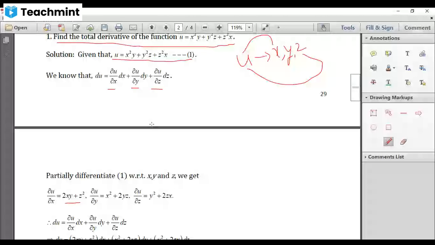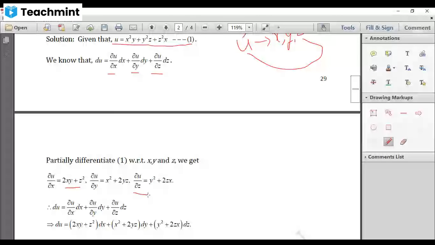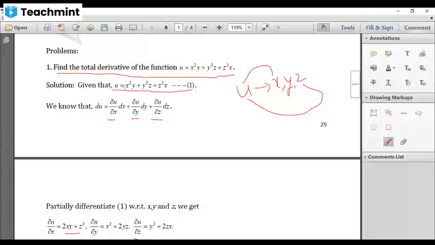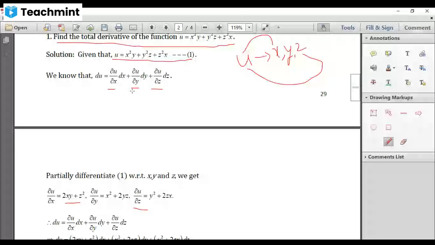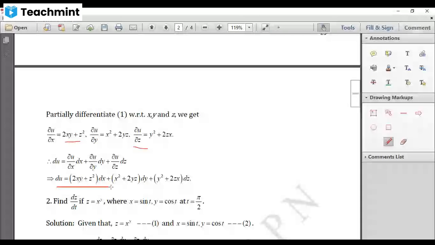Next, partial derivative of u with respect to z. When you are differentiating with respect to z, your x and y should be treated as constant. Now, here x, y both are constant. So this is a constant term. Derivative of constant is 0. Now here y square is constant. Derivative of z is 1. So y square becomes. Next, derivative of z square is 2z and x is constant. So 2zx. Now substitute all these in the given expression. That gives you total differential of your given function u. Okay, so this is your total differential.